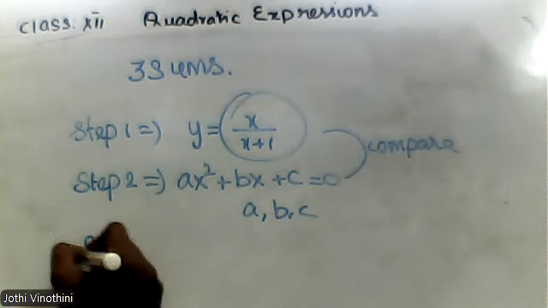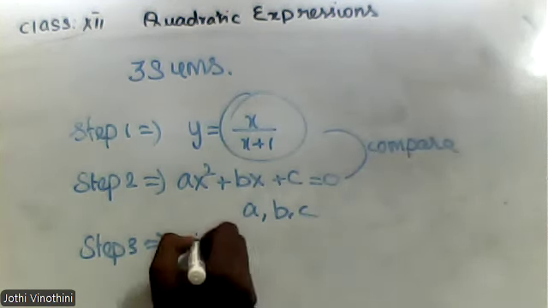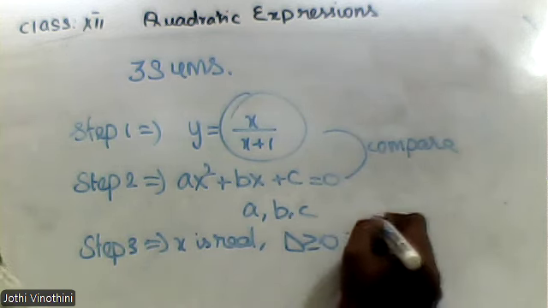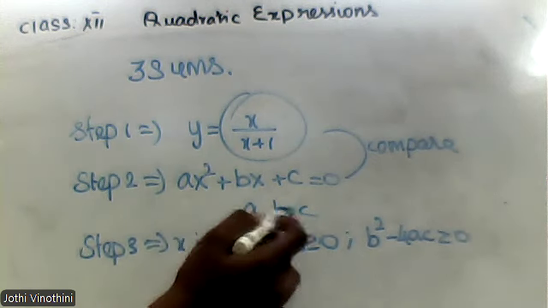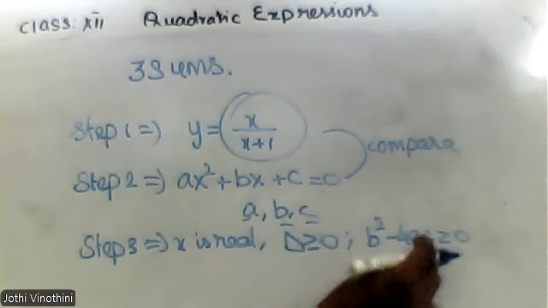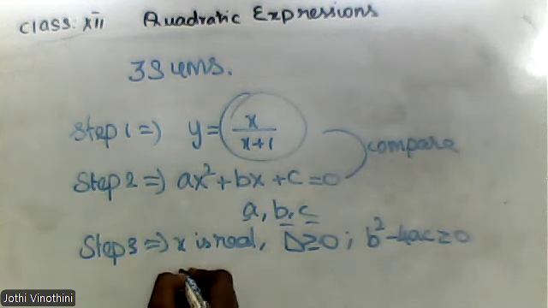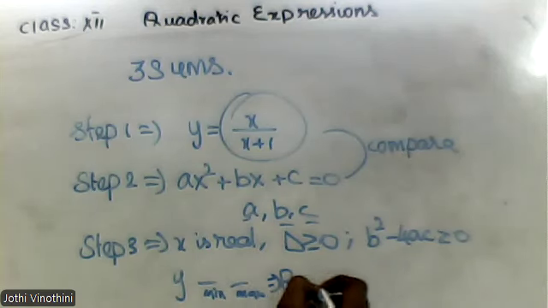Then the next step, step 3. As we said already, the given x is real. So we know that del must be greater than or equal to 0. So b squared minus 4ac must be greater than or equal to 0. In the previous step itself, we know the values of a, b and c. Now we substitute a, b, c here in b squared minus 4ac. Finally, we can solve this and find two values of y. One is the minimum value and another is the maximum value. So these two are the range of the given quadratic expression.